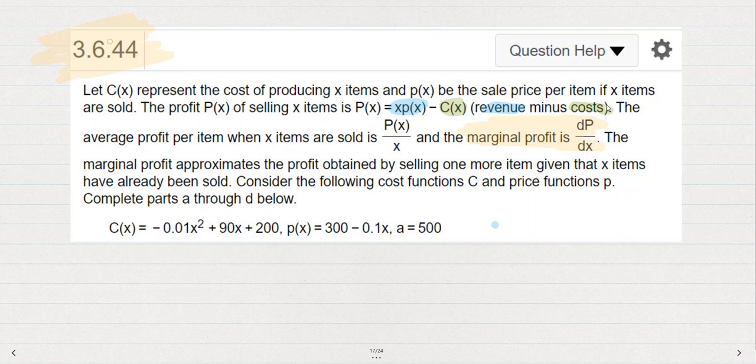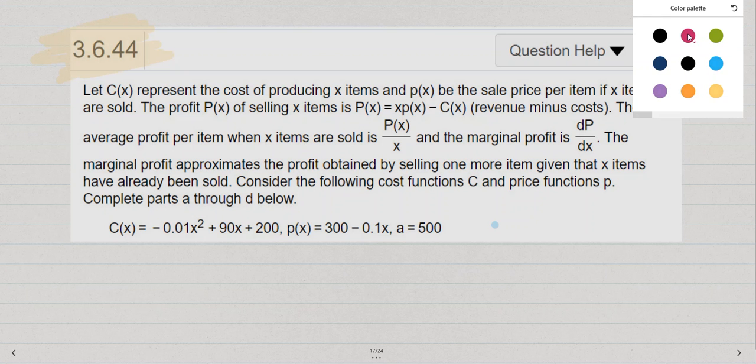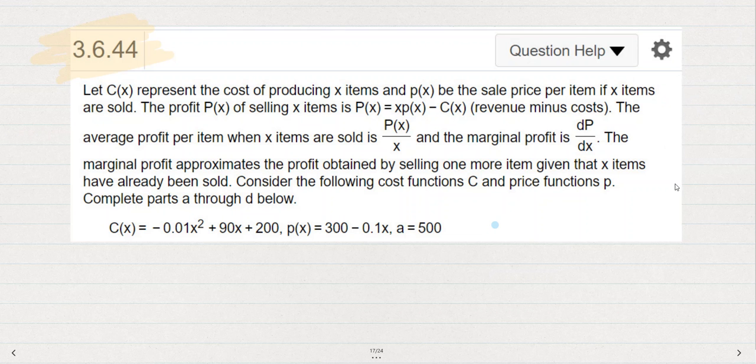The next piece of information we have from this problem, another piece of just defining something, is the average cost per item. The average cost per item when X items are sold is the profit divided by how many items there are, right? So that's going to give us the average profit per item. The total profit divided by how many items are sold.